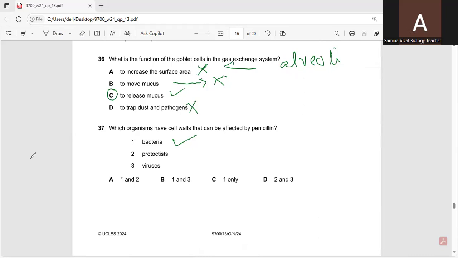Protoctists are a diverse group of eukaryotic organisms. But their cell walls are composed of various materials like cellulose, silica, or calcium carbonate. They are not made up of peptidoglycan, so they are not affected by penicillin. Only the bacteria, which are prokaryotes, are affected by penicillin, which is an antibiotic. Viruses are not cells; they don't have cell walls. So only bacteria is the correct option, which is C.